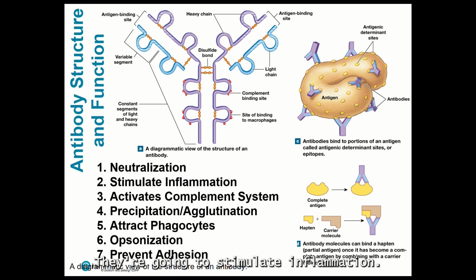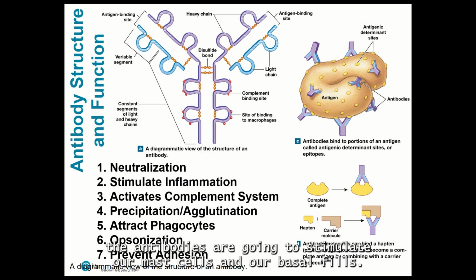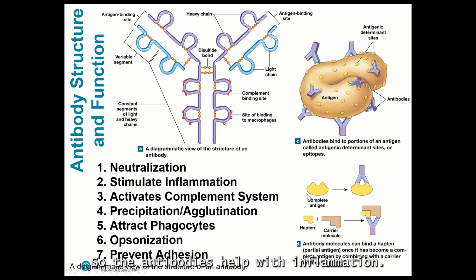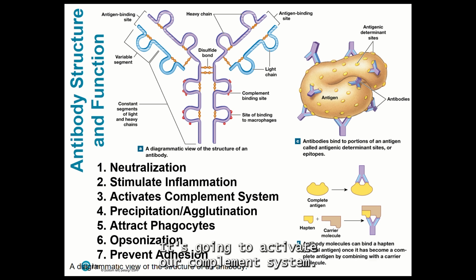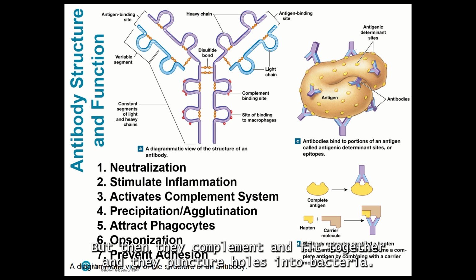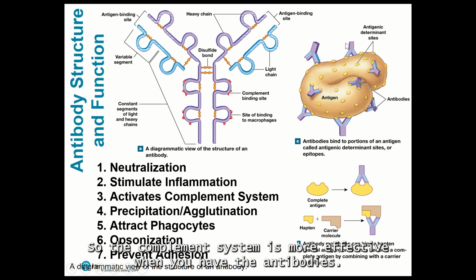They're going to stimulate inflammation. So we talk about inflammation basically throughout every chapter. The antibodies are going to stimulate our mast cells and our basophils, and those in turn are going to release histamine, which is going to cause our inflammation reaction. So the antibodies help with inflammation. They're also going to activate our complement system. Remember, this was part of our innate system, just like inflammation was part of our innate system. The complement proteins are made within the liver, but then they complement and fit together and puncture holes into bacteria. So the complement system is actually going to be activated by antibodies that are out there. So the complement system is more effective when you have the antibodies there.